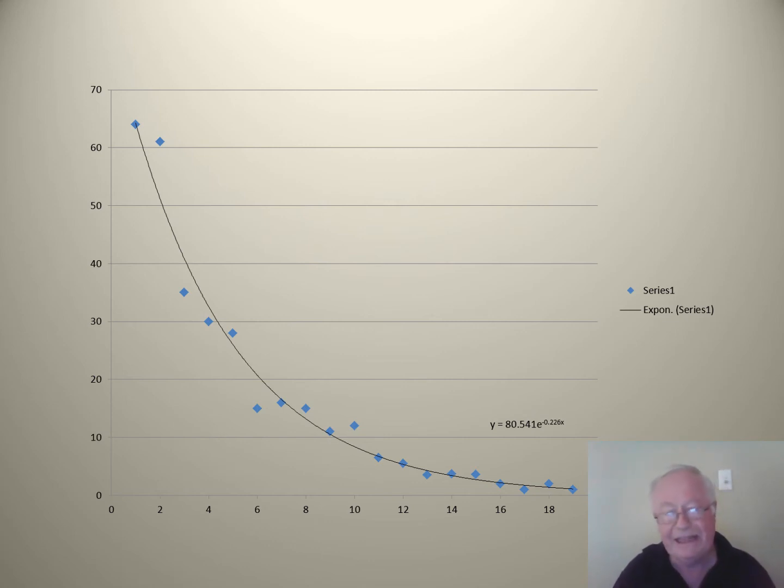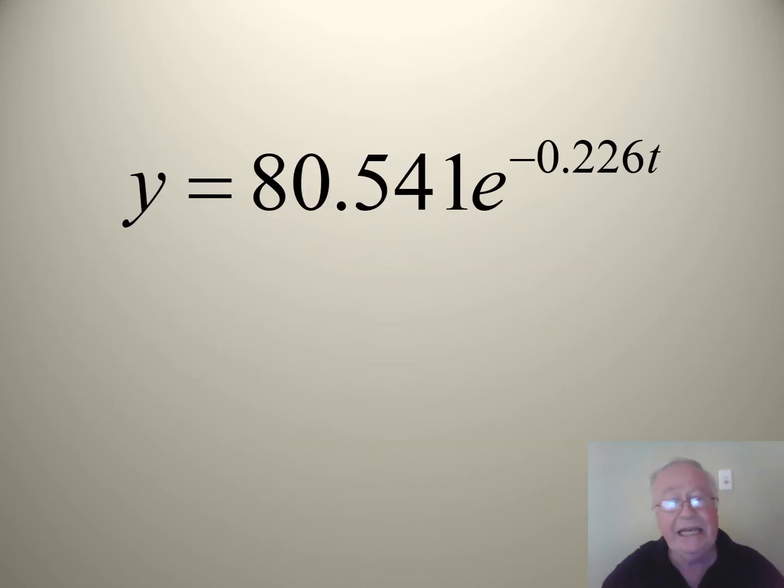And then we take that curve, extract its formula. And in this particular case, we get y equals 80.541 e to the minus 0.226 t. You do not have to understand that formula. You don't have to worry about it. It is just a pattern that represents an exponential decay.